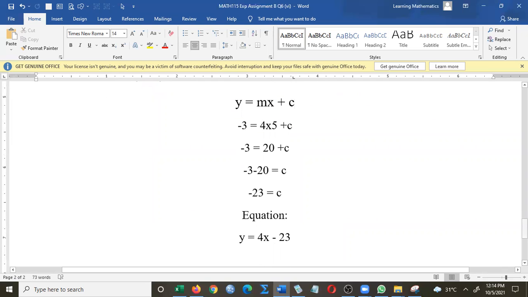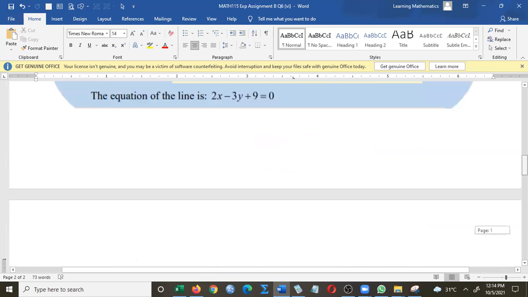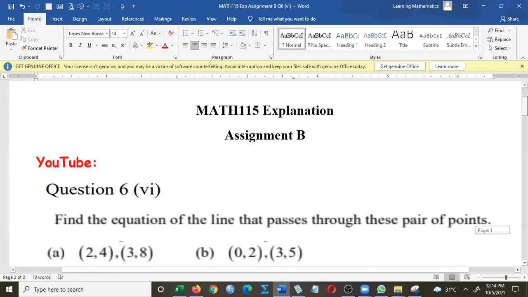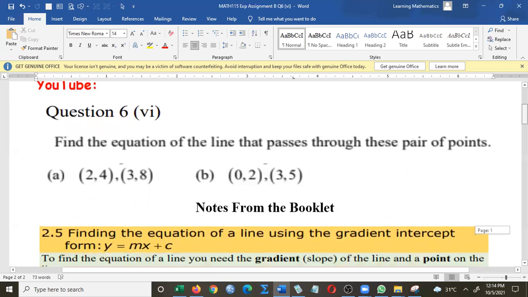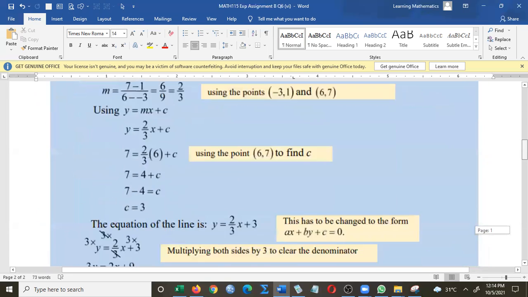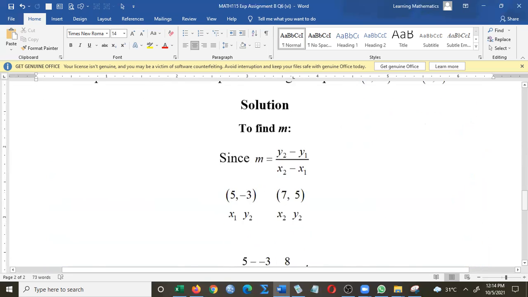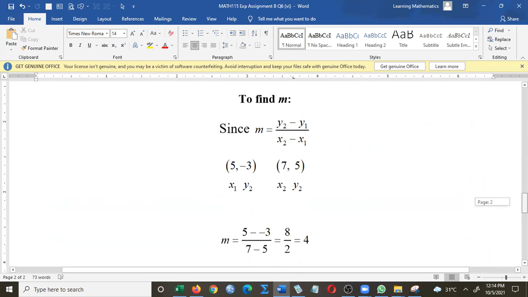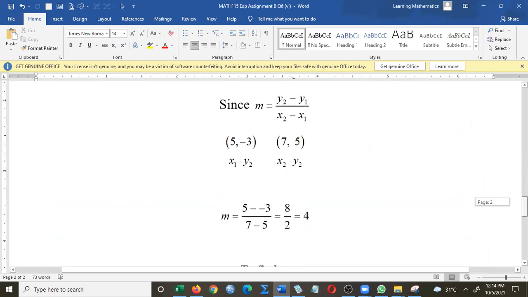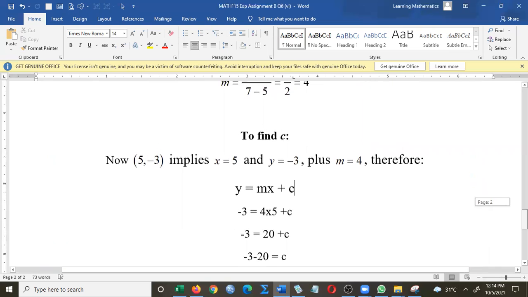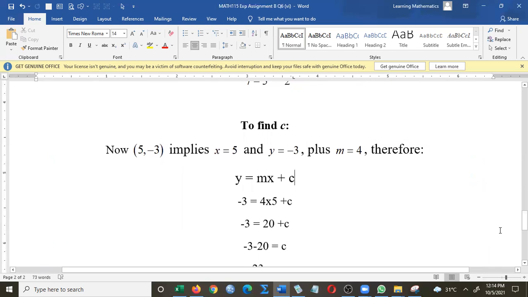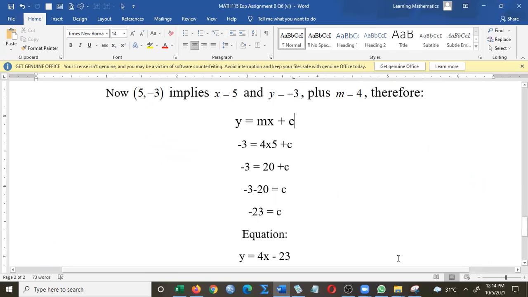So you have to apply this now to those two questions, A and B, for number 6, part 6. In a nutshell, use the equation for m to find the gradient, and use a point. Use m is equal to 4 and the equation y is equal to mx plus c to find c. And then you can write out your equation as shown.